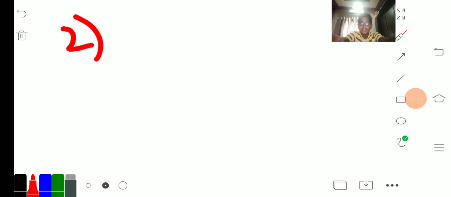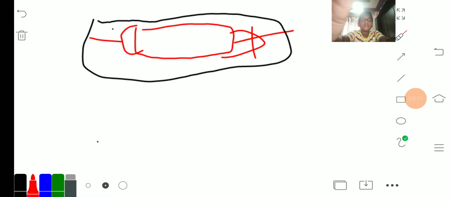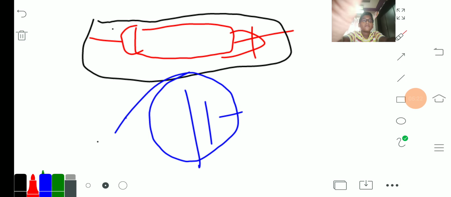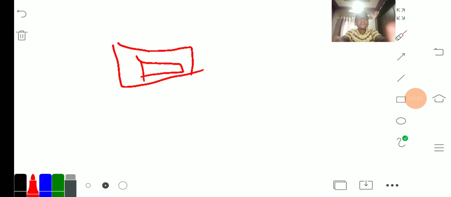The second one is a switch. In the first image, I forgot to draw a switch. The switch is basically indicated like this, and here the button will be there.